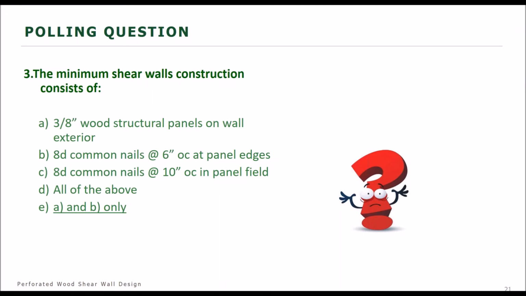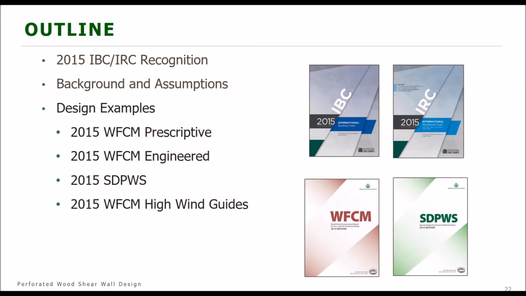So again, that baseline wall, we have 3/8 inch minimum wood structural panel sheathing on the exterior, but then the connections would be with 8D common nails at 6 inches on center on the panel edges and 12 inches on center in the field. That 10 inches on center is for the spacing for the gypsum on the interior.